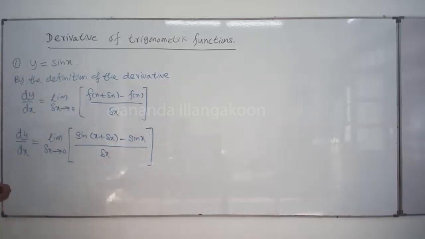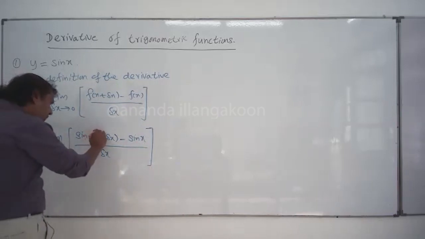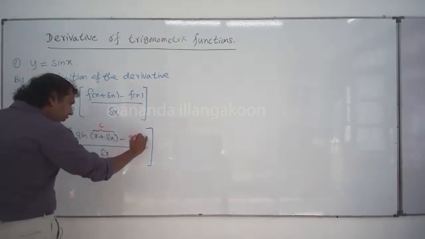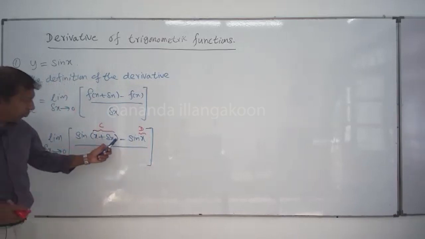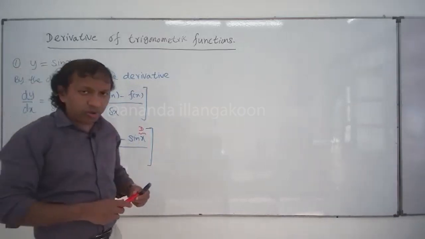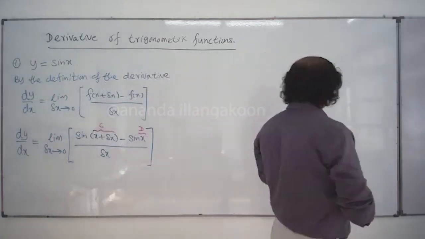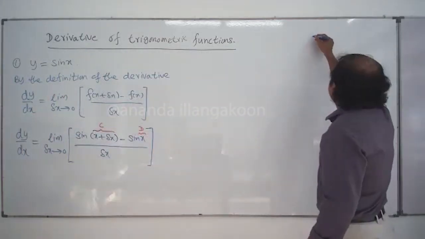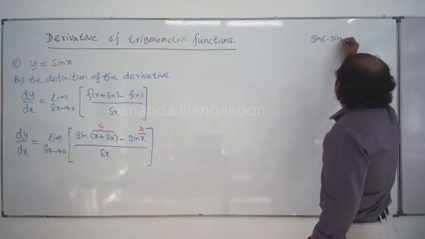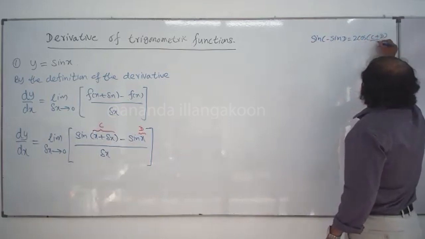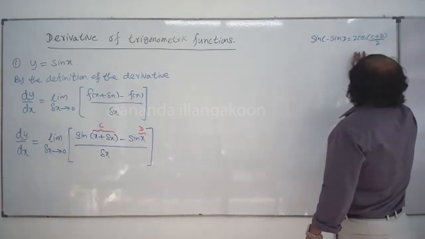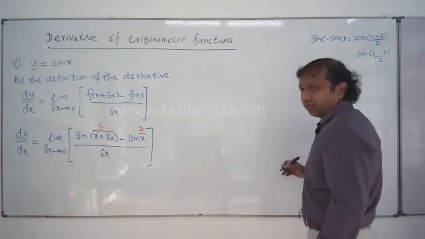Right. Now people, here we apply the CD formula, assuming this x plus delta x angle as C and this x angle as D. Then there we have sin C minus sin D. What is the formula for sin C minus sin D? It is 2 cos, no? C plus D divided by 2 into sin C minus D divided by 2. That we can apply here.